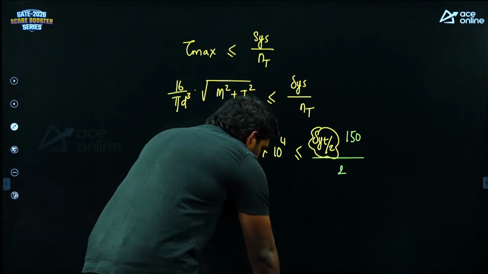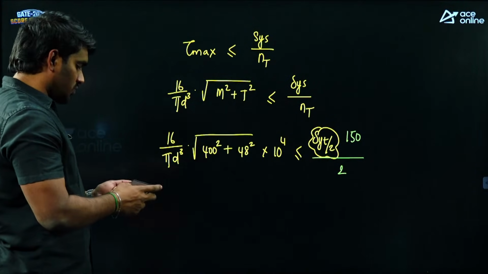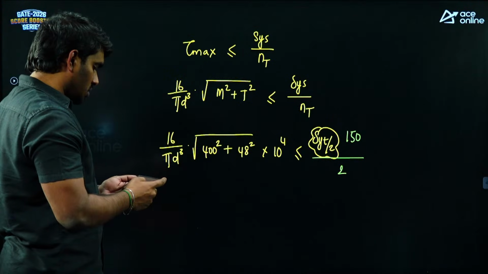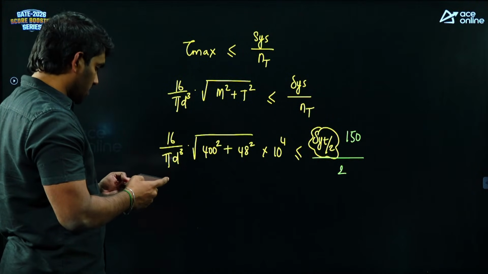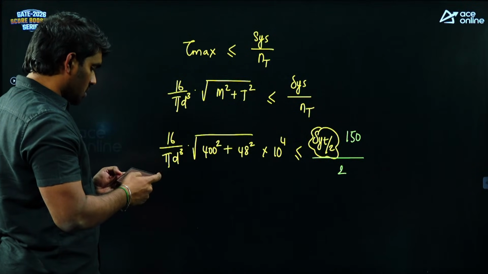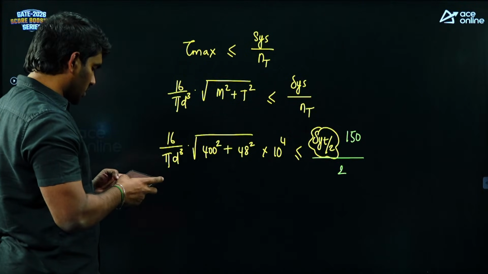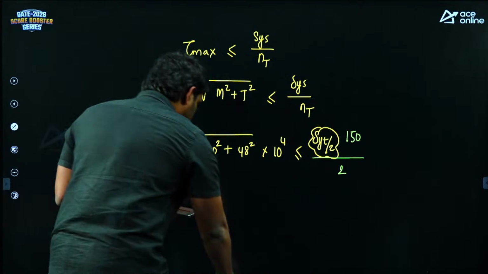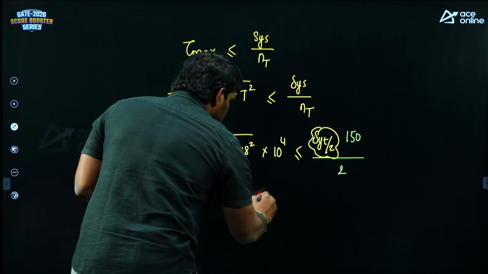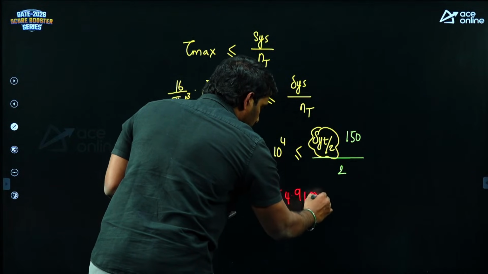Okay, so let's solve this case. Let's find the answer to this question. It is under root of 400 square plus 48 square, into 16 divided by pi, into 10 power 4 divided by 75. Okay, so this is the value of d cube. It comes out as the value of d, again in this case, closer to 64.91 mm.